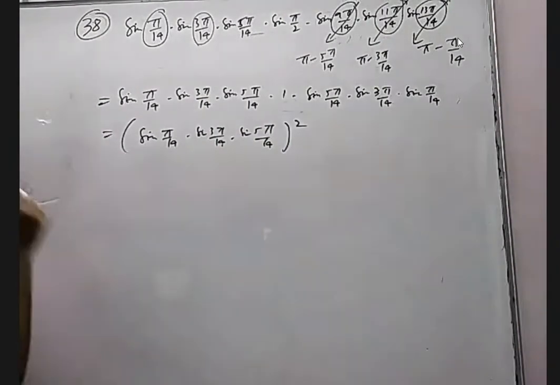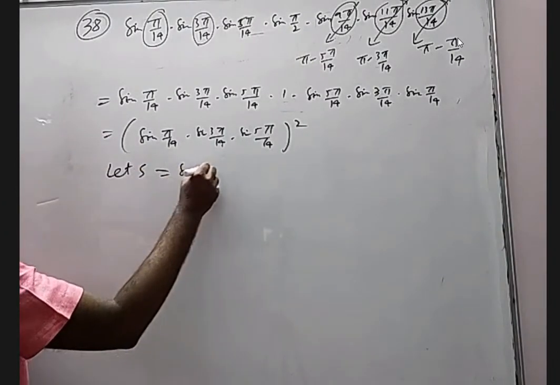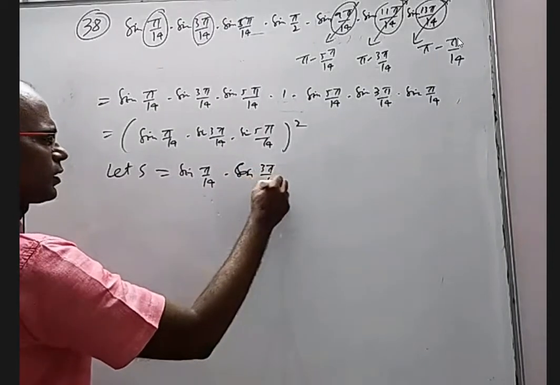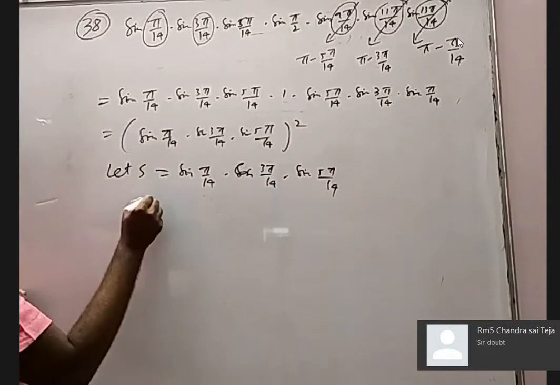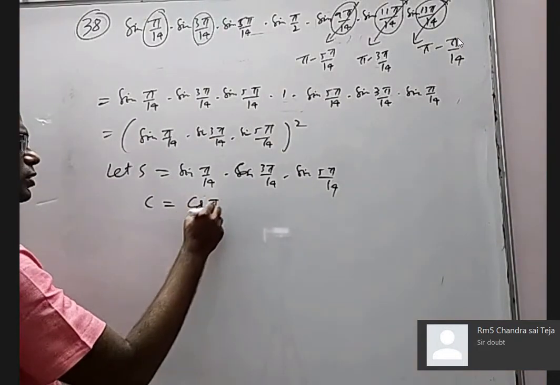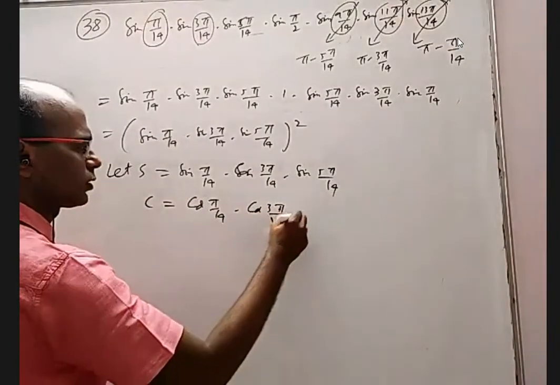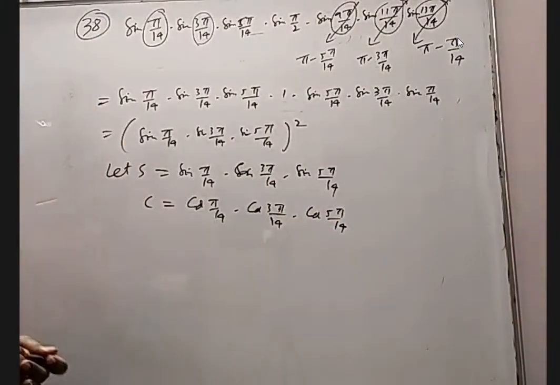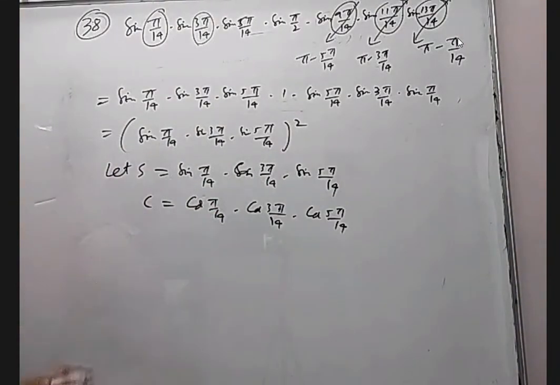Okay, let us see the CS method here. Let S equal sin pi by 14 sin 3 pi by 14 sin 5 pi by 14. C equals cos pi by 14 cos 3 pi by 14 cos 5 pi by 14. If everything in the question is in terms of sine, take the same angles in cos. If everything is cos, take the same angles in sine.